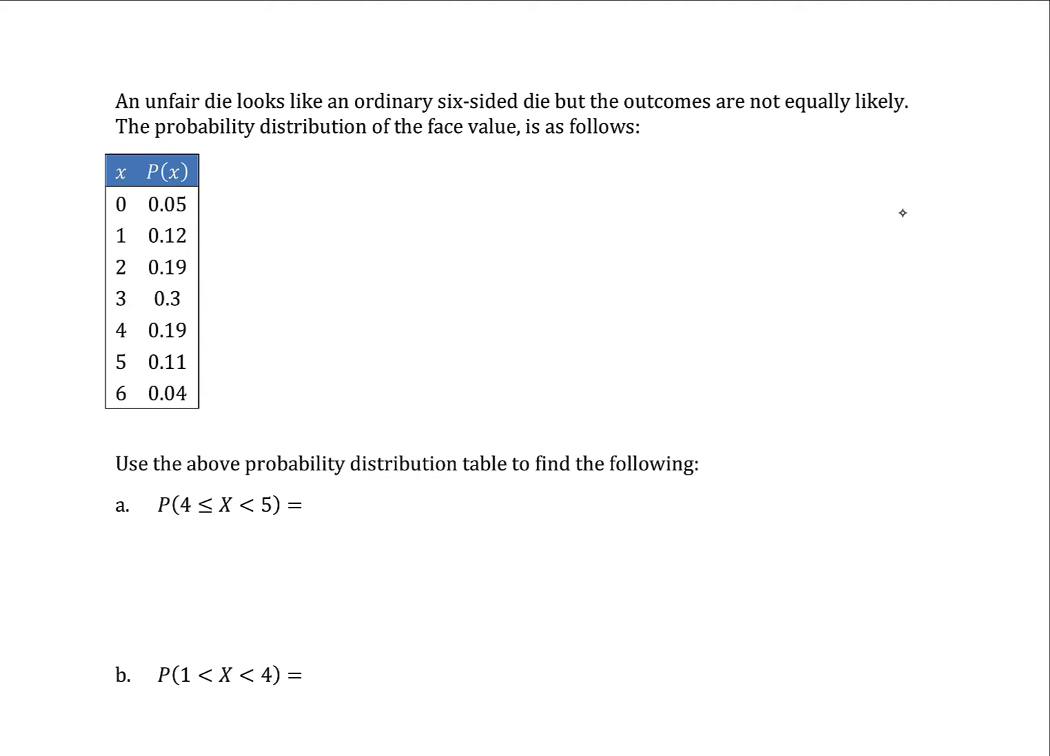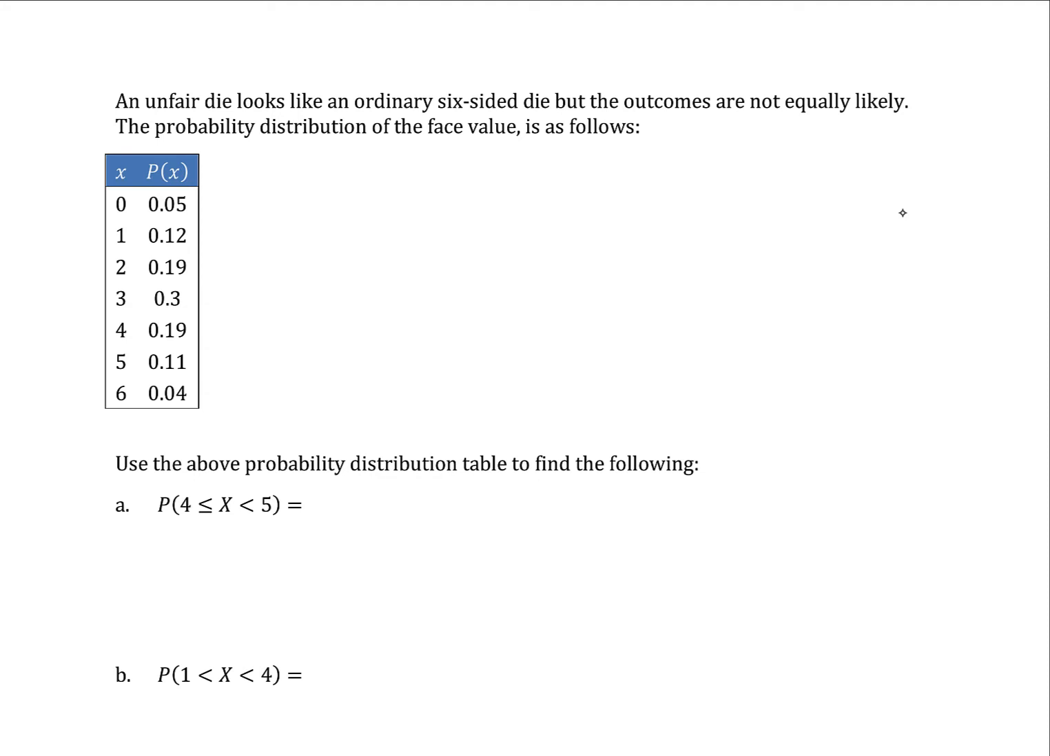So we're looking at the probabilities of outcomes for the die. And it appears that not all of the probabilities are equally likely. And that's what would happen in a weighted die that's not a fair die. Let's just use the distribution as is to answer the questions.